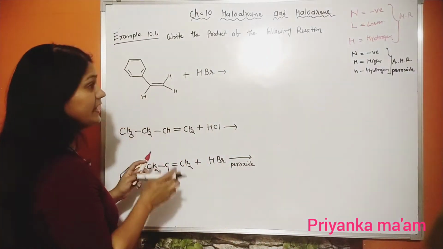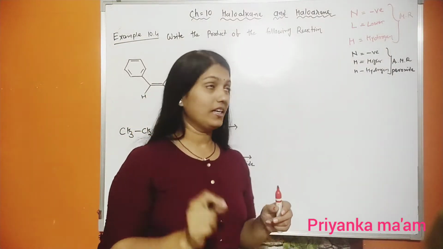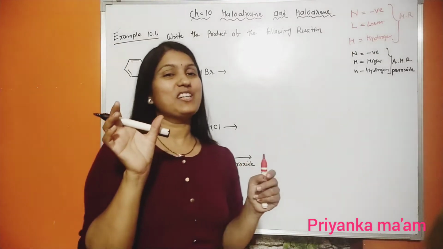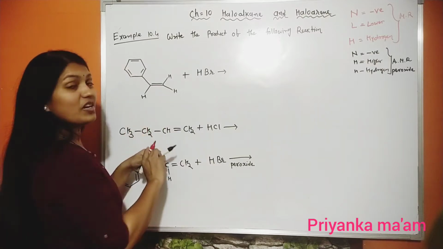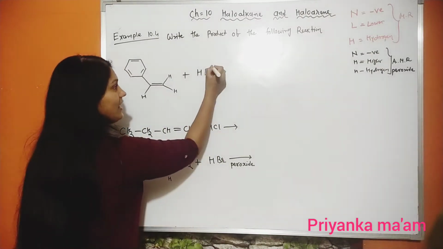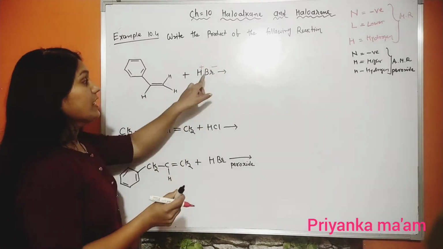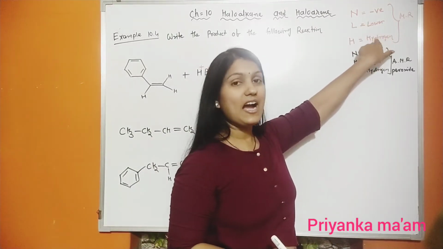But this HBr attaches on a double bond, right? So baaki jo hai woh humein kuch nahi dekhna. We have to focus on only the double bond. So here double bond is present. What is a negative ion? Dear students, this Br is the negative ion, and hydrogen is positive. So, Br, the negative ion, attaches with lower hydrogen.